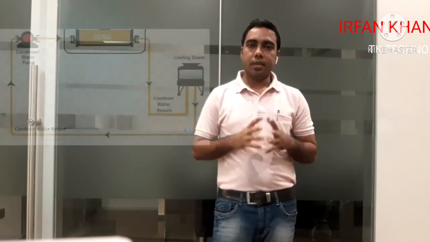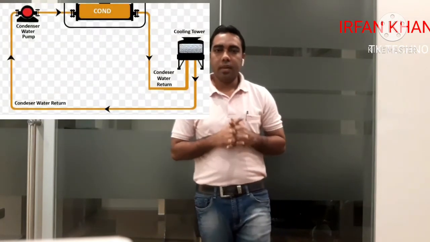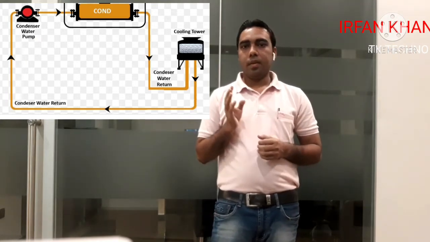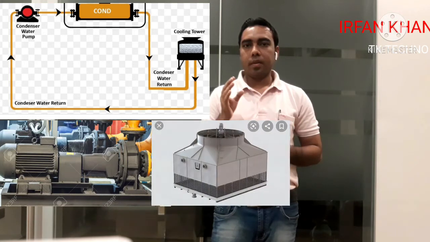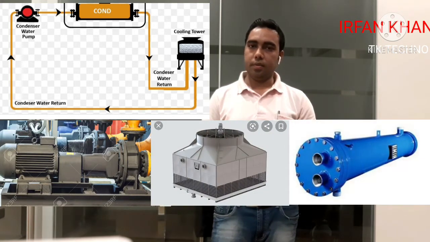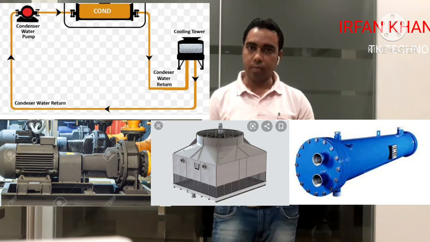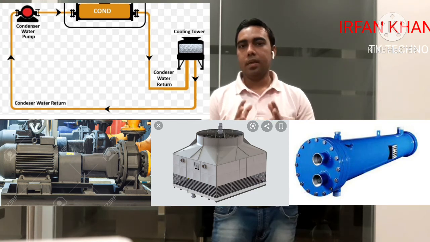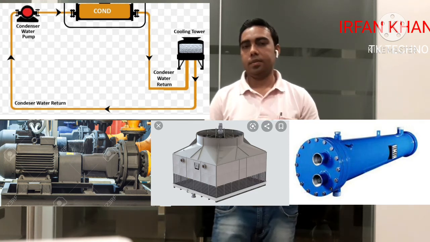In central air conditioning plant, the second cycle is condenser water cycle. In condenser water cycle there are three main components: condenser water pump, cooling tower, and shell and tube type condenser. Condenser water pump sucks the cold water from cooling tower and sends it to shell and tube type condenser.